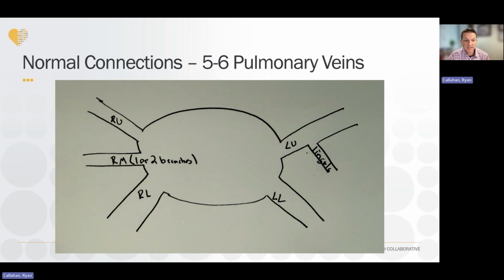We could have 5 veins where the right middle vein is entering the left atrium on its own. When this occurs, it can actually be 1 or 2 branches of the right middle draining into the left atrium.